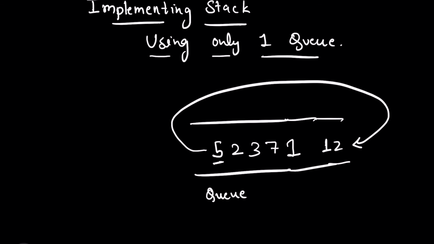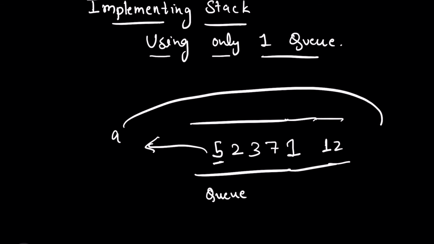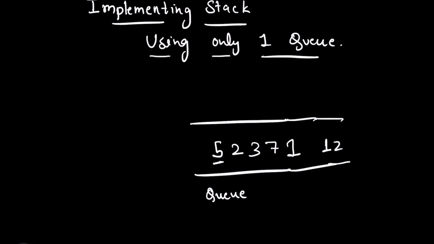And what do I mean by circling them? I mean that I'm popping it off, storing it in a variable called a, and then I'm appending this variable, pushing it to the back of the queue, right? So when I do this, what I'm left with is that I'll have 12 here, then 5 behind it, and then 2 behind it, then 3 behind that, 7 behind that, and 1 behind that. So in the end, I'll be left with this.